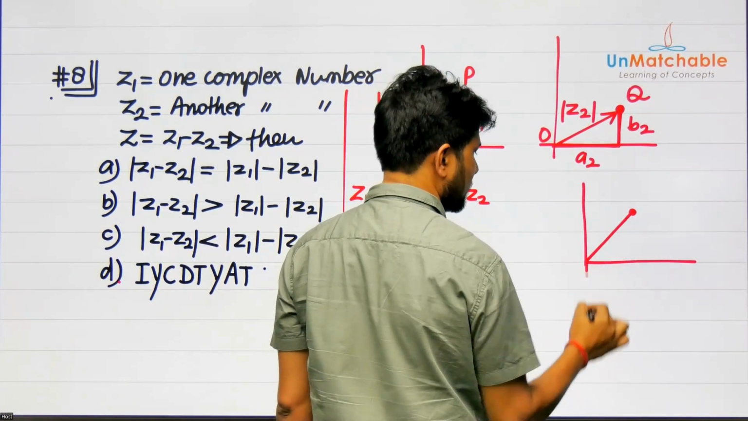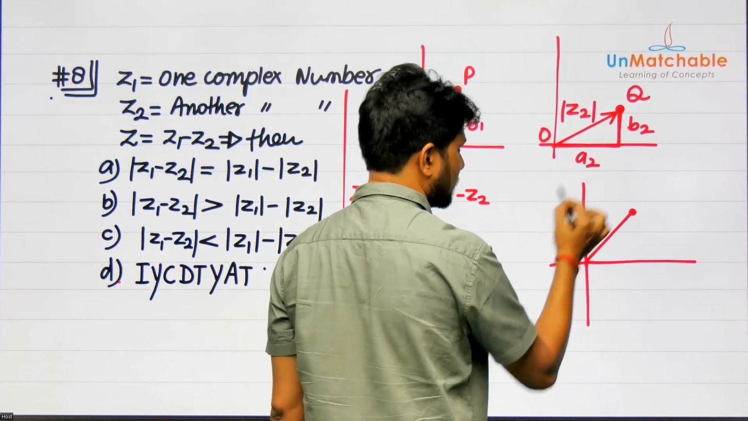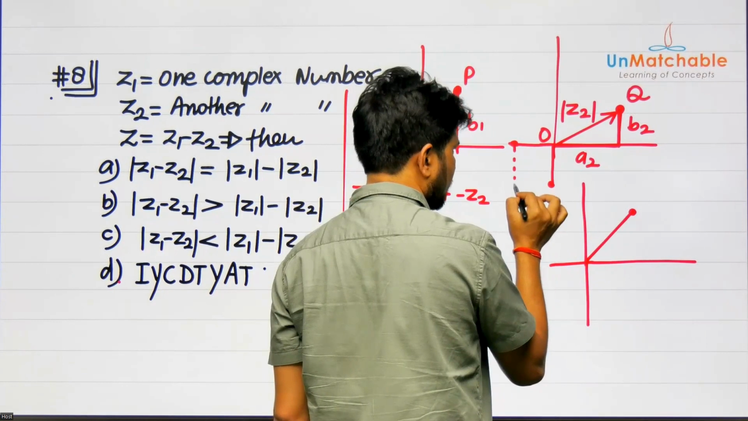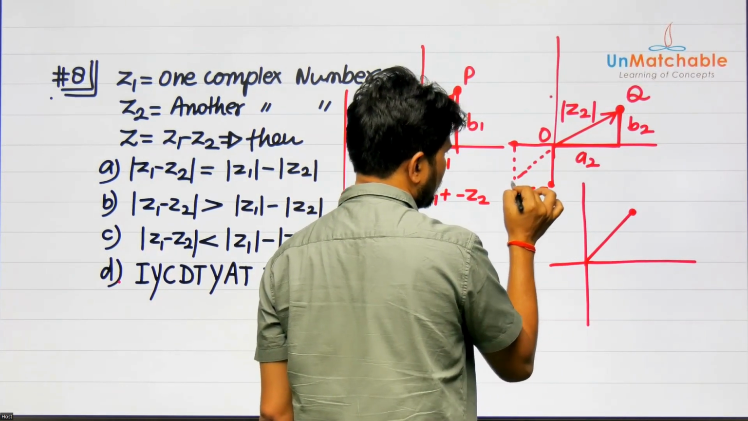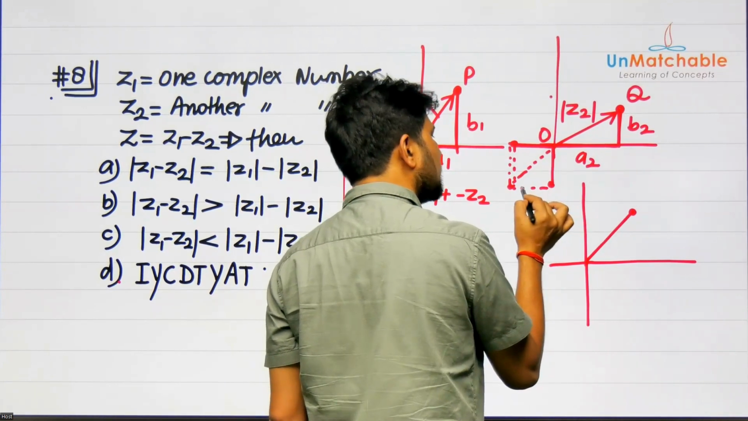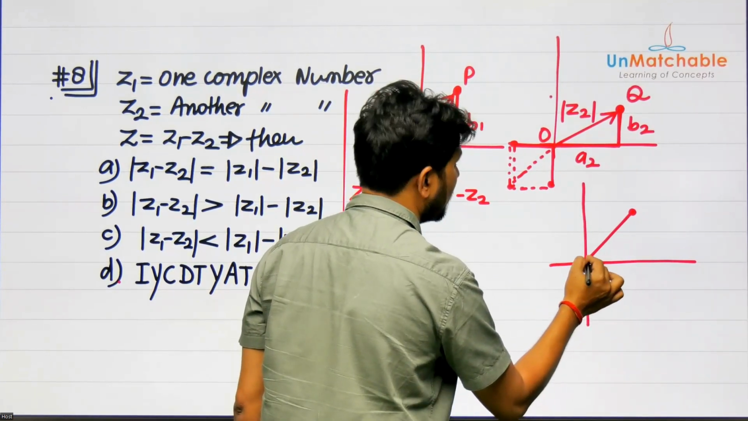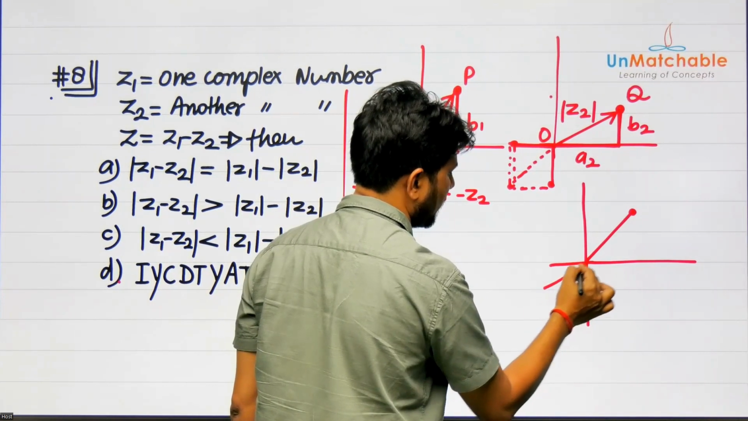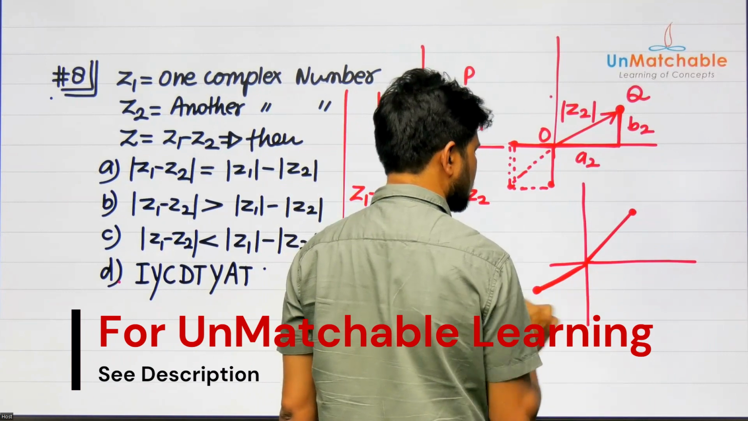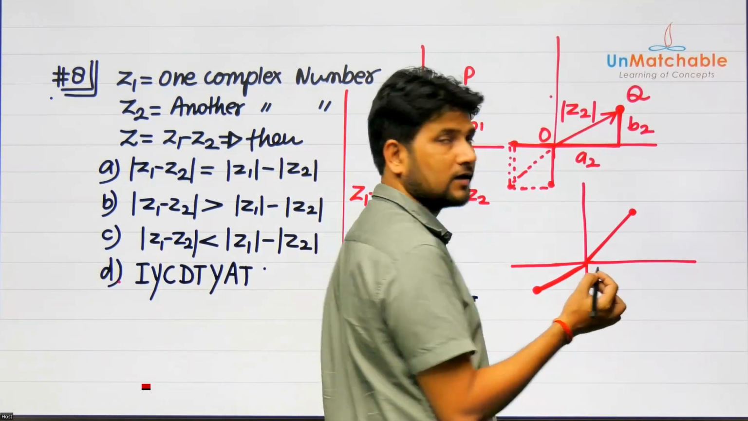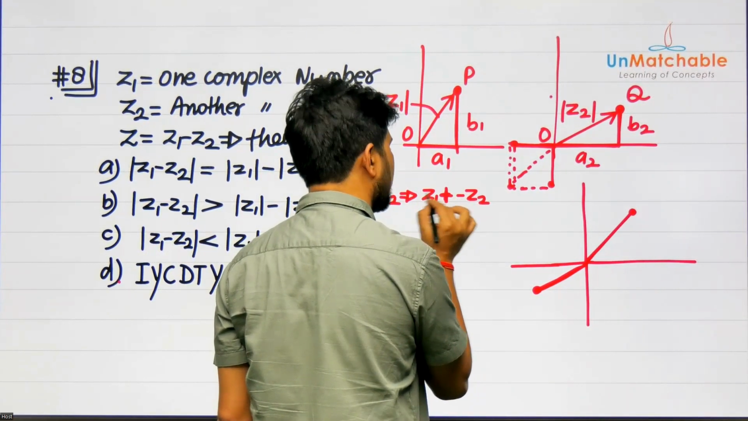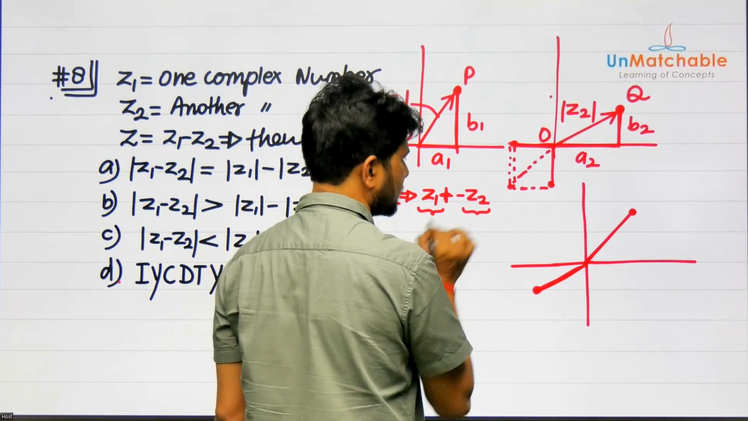Minus z2 means it will be just opposite, because the real part will become negative and the imaginary part will become negative. So if you draw minus z2, it will go like this. Minus z2 will go real part just opposite, imaginary part just opposite. So minus z2 will go something like this. Now I see that z1 minus z2 I have to do just like previously you have seen. एडिशन तो ये भी फिर से एडिशन ही बन गया z1 और माइनस z2 वेक्टर का.